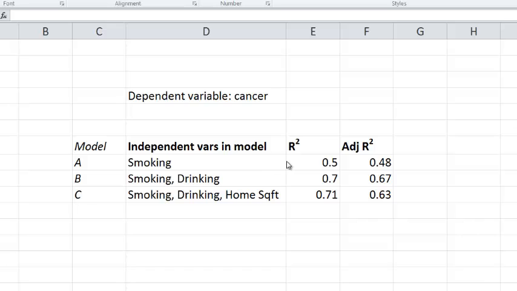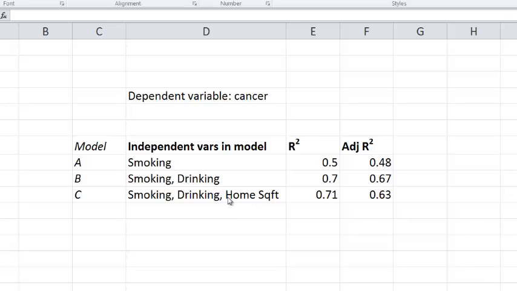Our first model might give us a made-up number of 0.5 for R squared and an adjusted R squared of 0.48. Second model adds a variable, and we would expect the R squared to go up as we add variables. That makes a lot of sense. It also makes sense because drinking and smoking both contribute to cancer. Our adjusted R squared should go up.